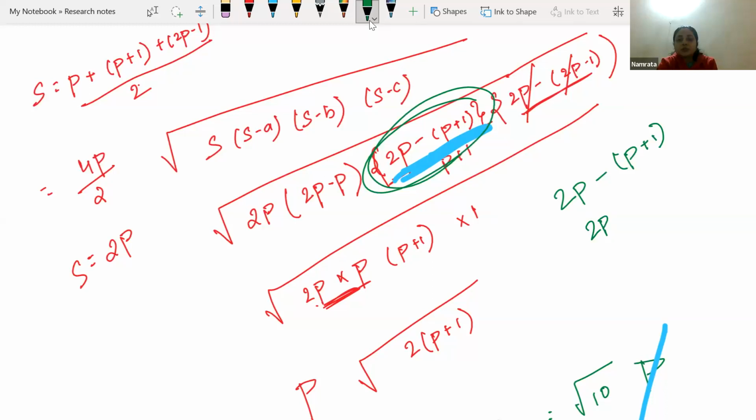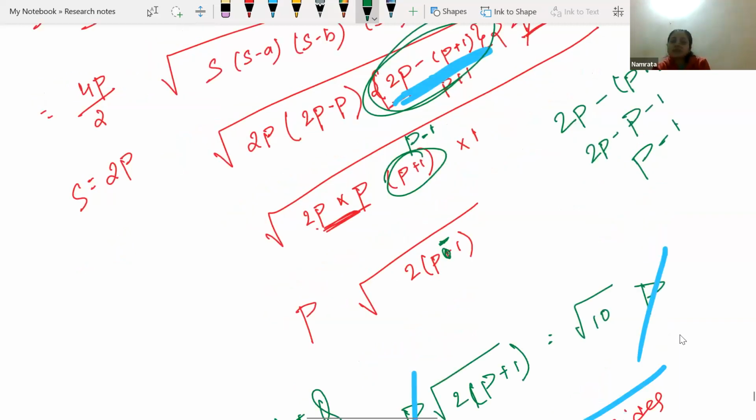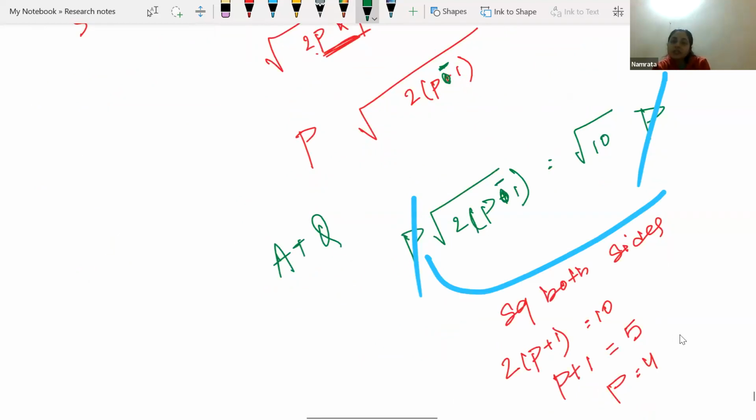Which will eventually be p minus 1. This will be p minus 1. Are you getting it? Yes, ma'am. Here we will be having a minus sign. Here we will be having a minus sign.